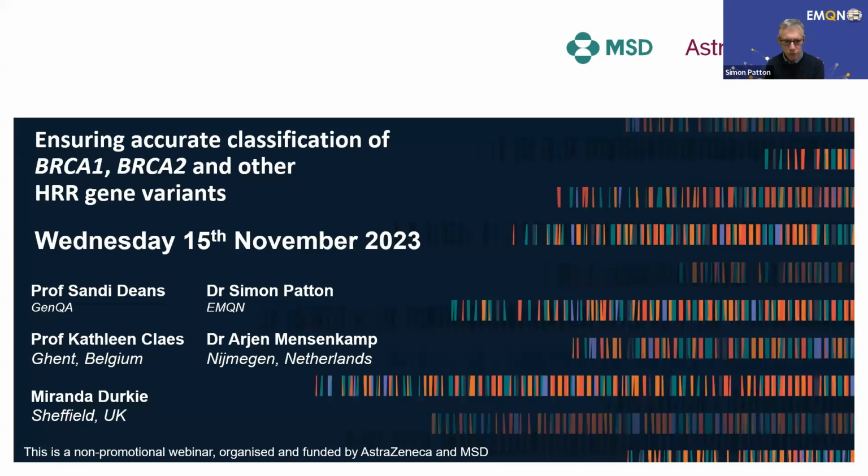So we have 3 fantastic speakers. As always, the knowledge behind the delivery of this webinar is fantastic. We've got Professor Kathleen Claes from Ghent, Dr. Arjen Mensenkamp from Nijmegen in the Netherlands, and Miranda Durkie from Sheffield in the UK, all of whom have very extensive experience in the classification of these variants. They're going to take a couple of cases each, and then we'll come back to the Q&A at the end of the session. Next slide, please.